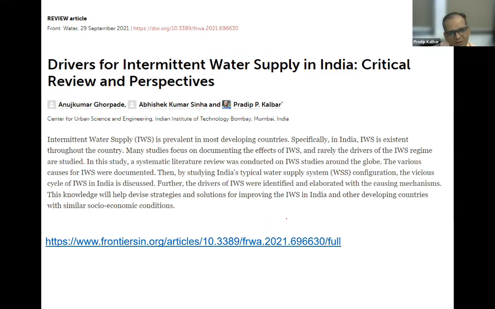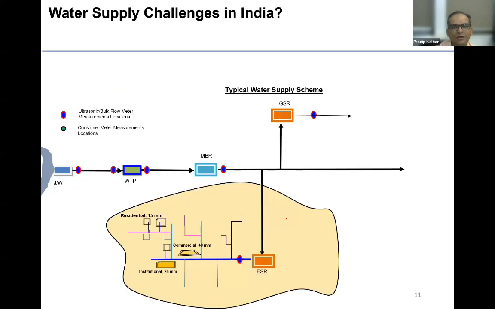So basically all the drivers we have to understand, and then plan the strategy of how to address the water supply situation. What we are doing currently is planning our piped water supply using this particular framework. We have a source, maybe river, lake, or groundwater. We pump it or bring it by gravity to the WTP. We have master balancing reservoirs, ground service reservoirs, elevated service reservoirs. Some people have pump distributions. We have different kinds of consumers: residential, commercial, and institutional.